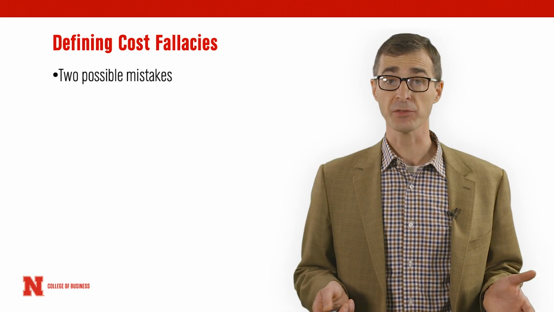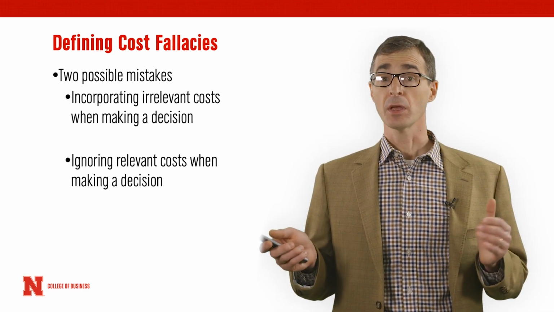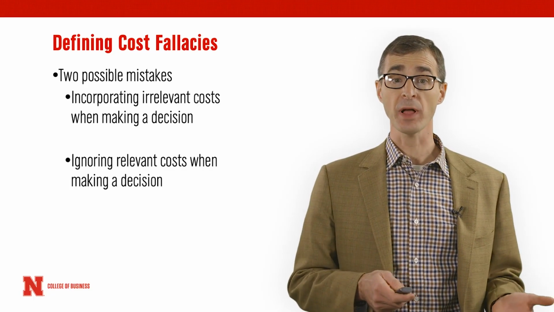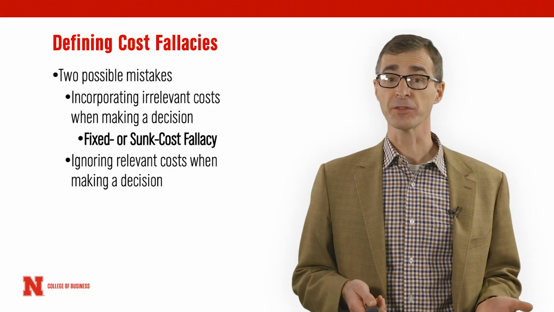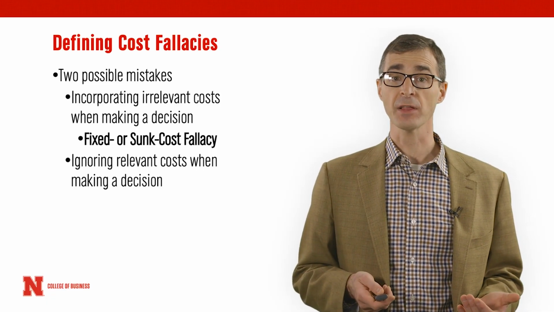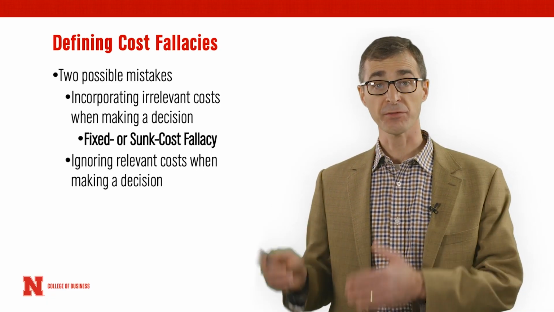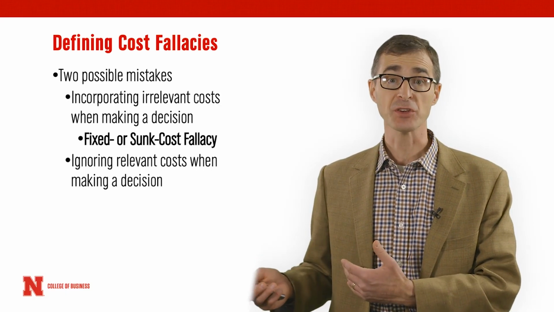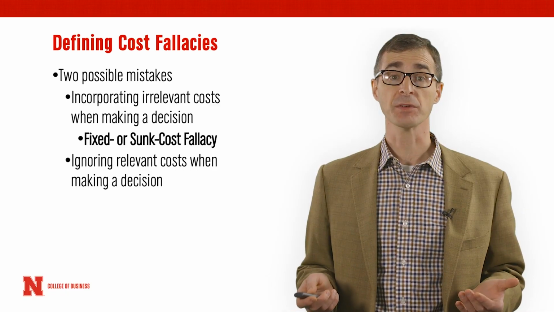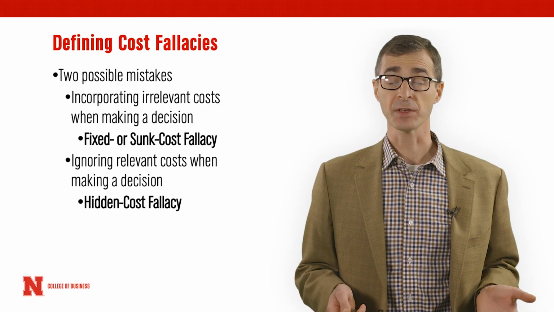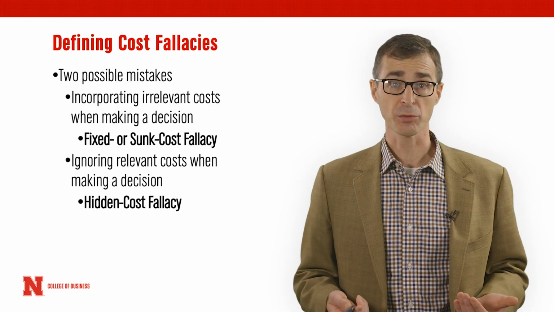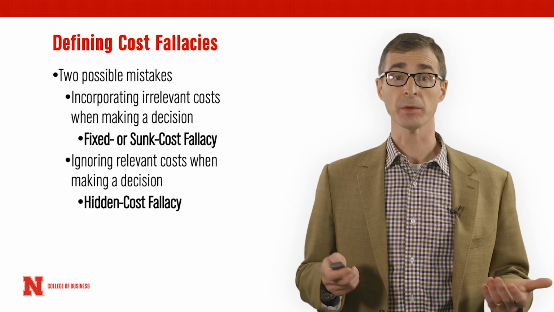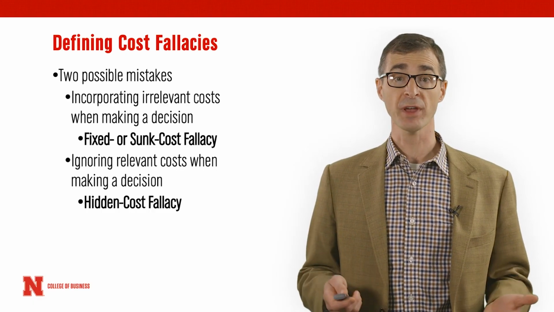There are really only two possible mistakes that one can make: incorporating the irrelevant costs when making a decision, or ignoring the relevant costs. We'll refer to the first as the fixed cost or the sunk cost fallacy, because costs that are fixed or sunk, meaning already invested and cannot be changed, will not vary with the consequence of a decision. The hidden cost fallacy is the term we'll use to refer to the second instance, ignoring relevant costs that may be hidden or obscured from view, but nevertheless do vary with the consequence of a decision.